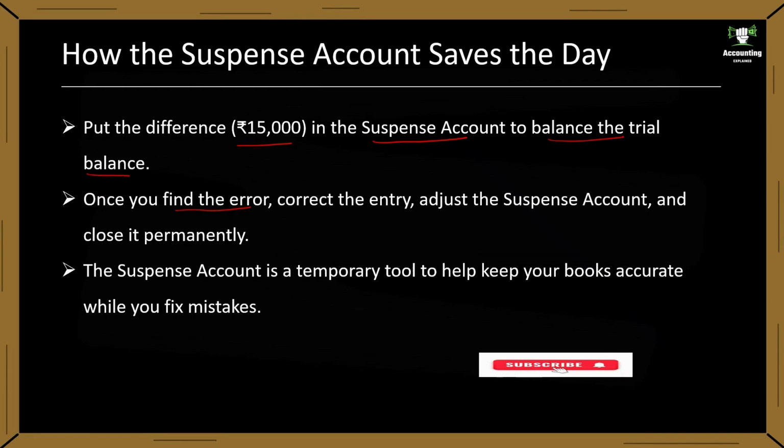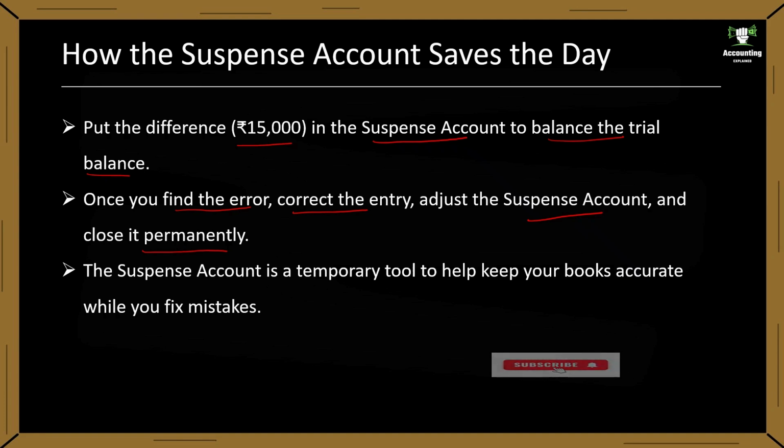Once you find out the error that you have not put correctly sales to Divakar and Sons, you have to make an entry of Divakar and Sons and correct the entry. That is, you have to pass the rectification entry and adjust the suspense account and close it permanently. Suspense account cannot have the balance. It has to be closed then and there.